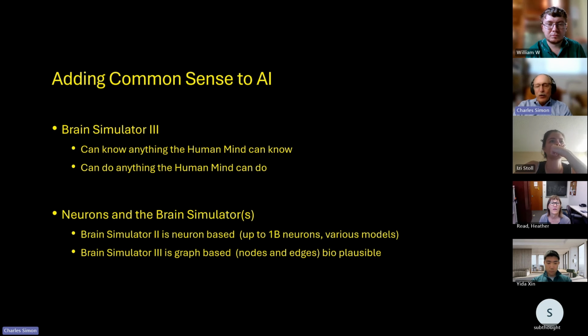Brain Simulator 2 is a precursor to Brain Simulator 3. It was neuron-based, and it would handle up to 1 billion neurons of various models. And from that, I learned what it is that neurons are really good at and what it is that neurons are not so good at. And Brain Simulator 3 is an outgrowth of what Brain Simulator 2 could do, but it is graph-based.